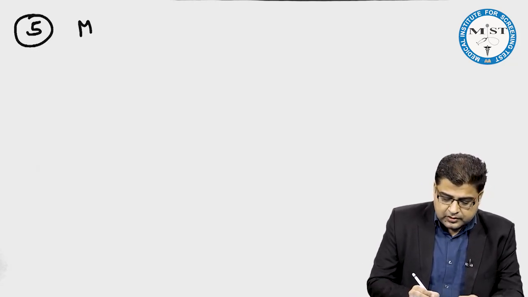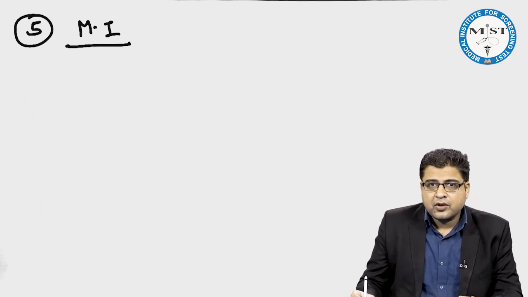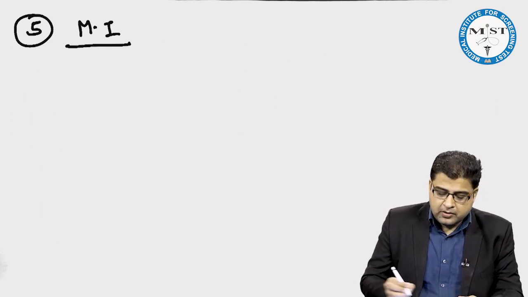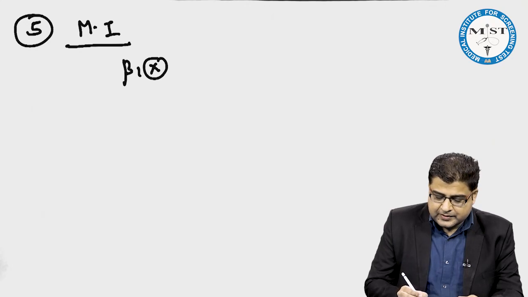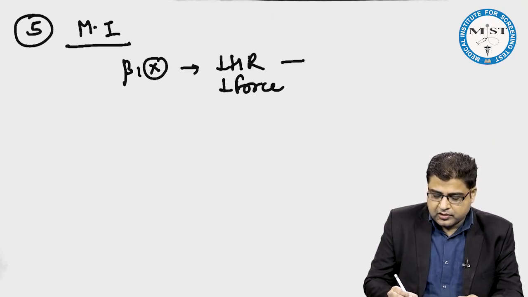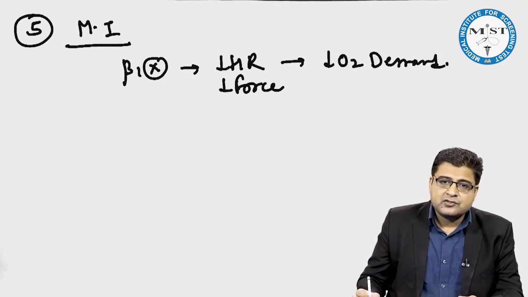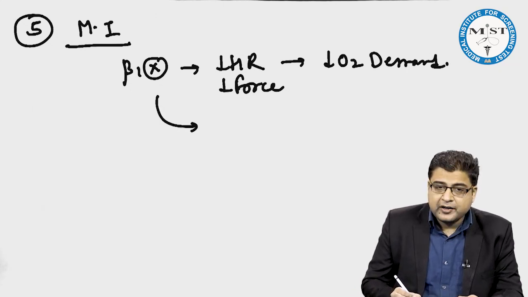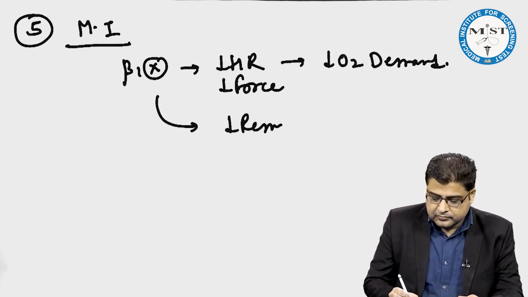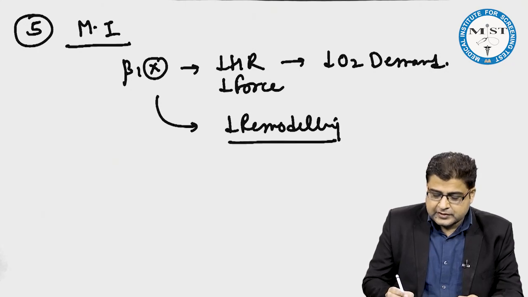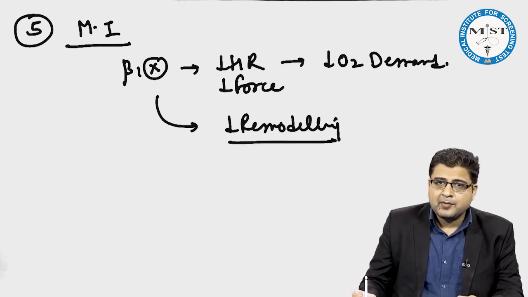Let's talk about the fifth indication. The fifth indication where beta blockers are used is MI, myocardial infarction. So in patients of myocardial infarction, beta blockers, by blocking beta 1 receptors, can reduce heart rate and reduce force of contraction, and therefore reduce oxygen demand, and can give rest to the heart tissue. Number two, these beta blockers are also given to prevent remodeling. So these are the two reasons why we use beta blockers in MI patients.